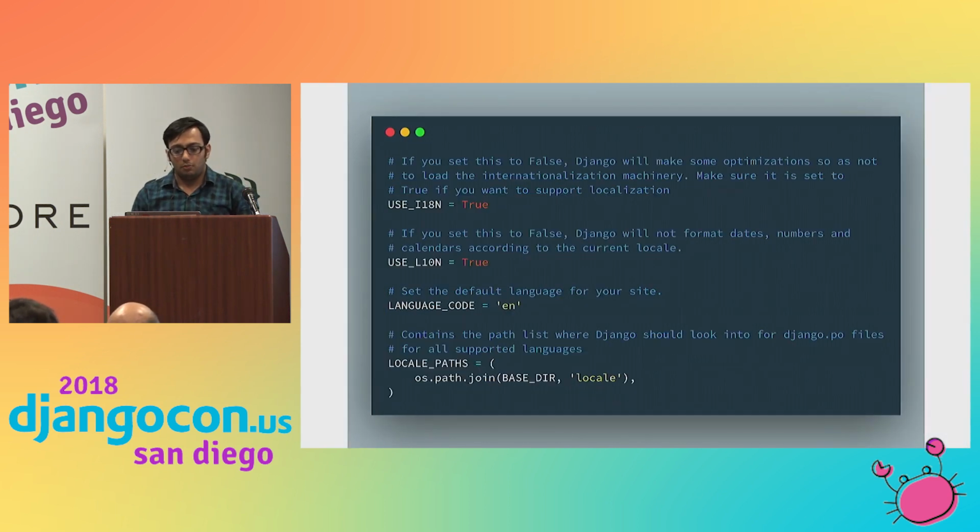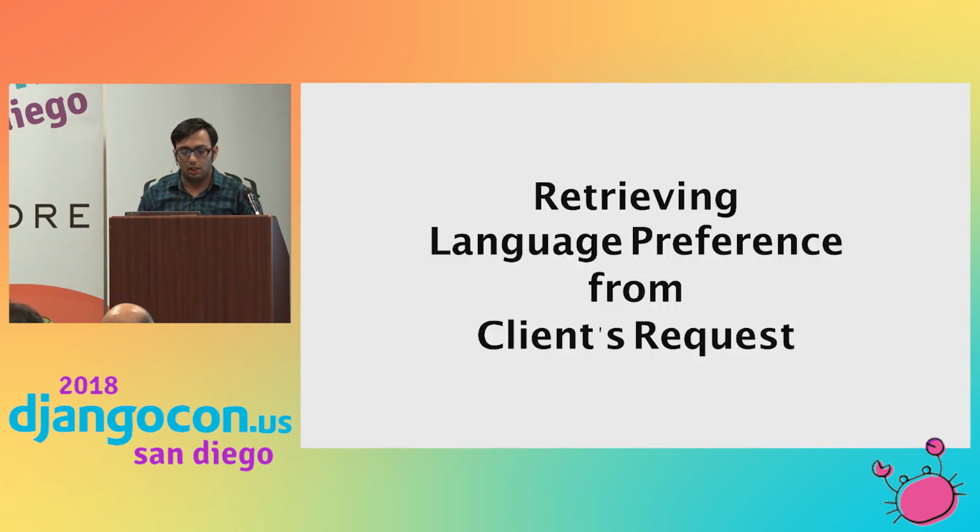We also defined some more attributes. One of them is USE_I18N, which essentially makes some optimization to load all the internationalization machinery that helps you in localization. We set USE_L10N to true, which will help you format dates, numbers, calendars according to the current locale. We set the default language to English in this case, and then we define the locale paths. So this is a directory where all your static string translations goes. So we'll see next how it plays a role.